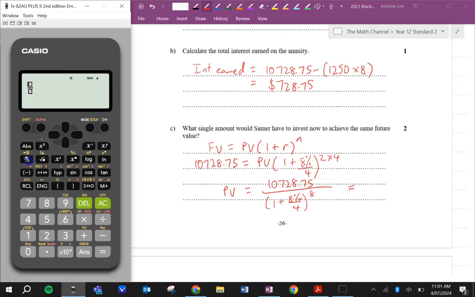let's start again, 10,728.75 divided by 1 plus 8% over 4 to the power of 8.